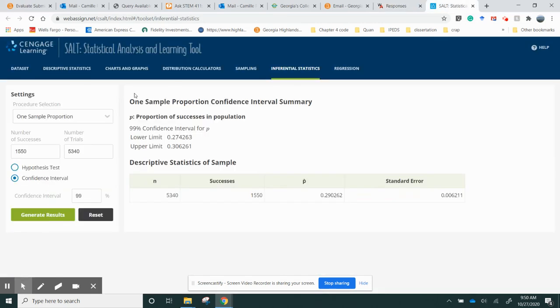So again, remember, you change this to one sample proportion. Remember, because in 7.2, you were using one sample P, and that was different, and it gives you the mean and the standard deviation. The proportion is going to talk about number of successes in trials. Hope that helps.